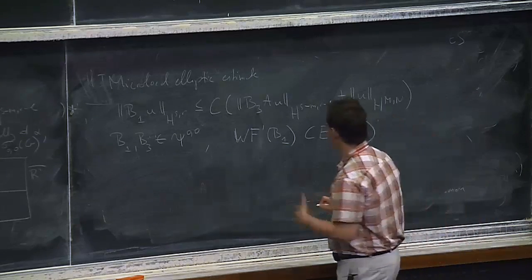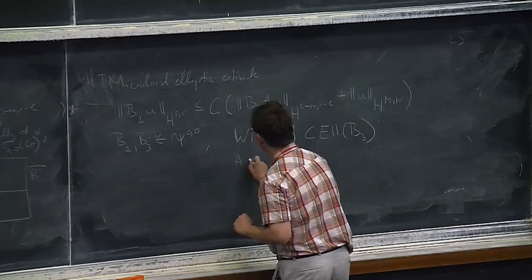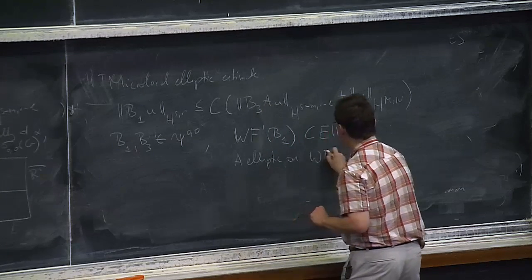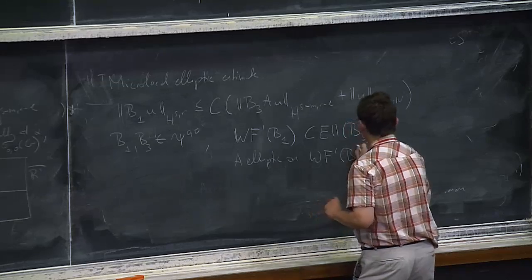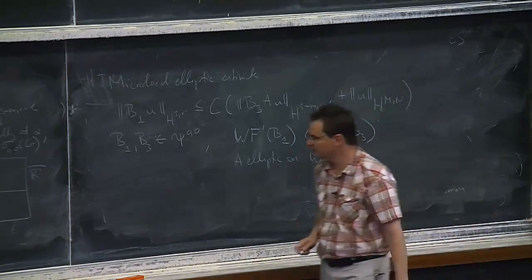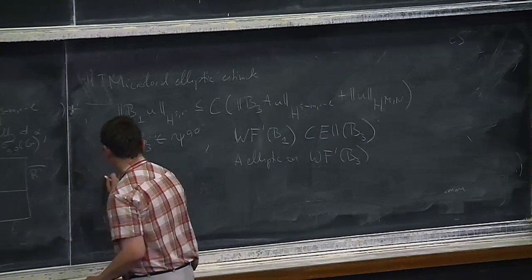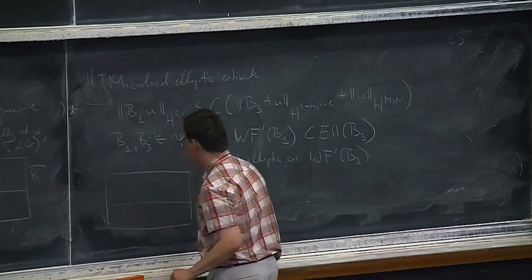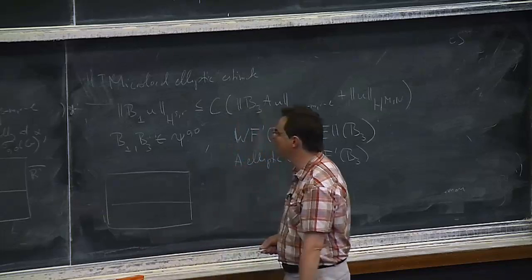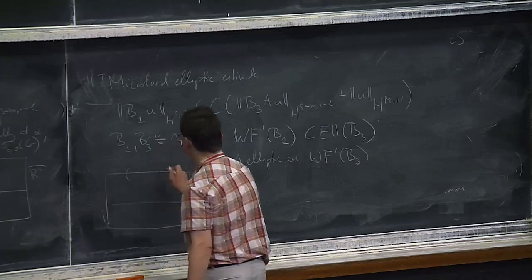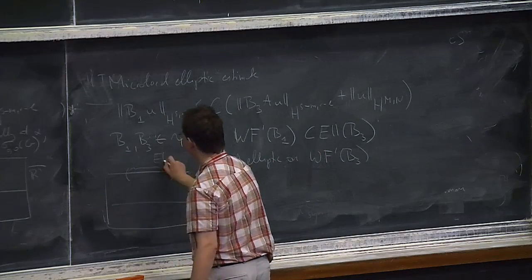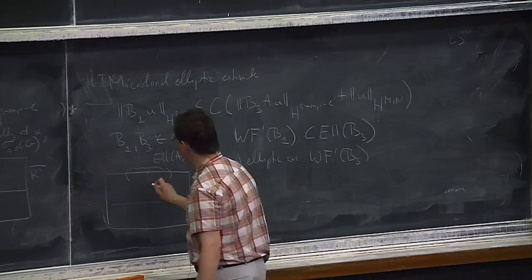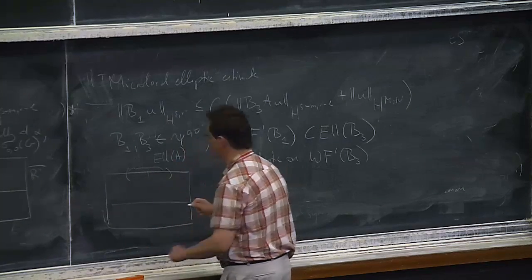And A is elliptic on the wavefront set of B3. So the picture is that, maybe I do another one like this. I have the elliptic set of A, so that's an open set. So this is something like the elliptic set of A. And then I care about what happens at some point, or maybe on some subset.